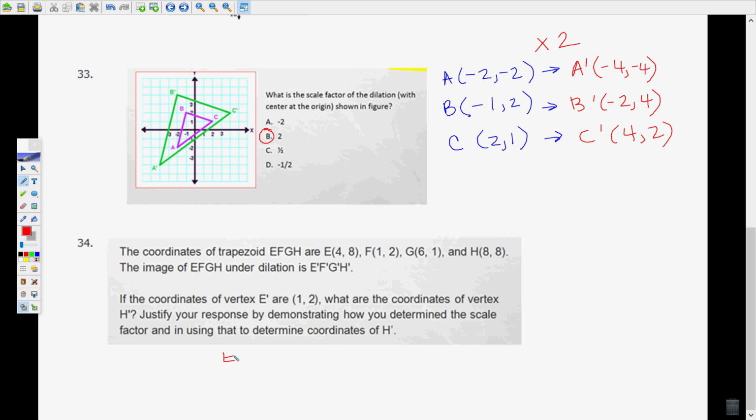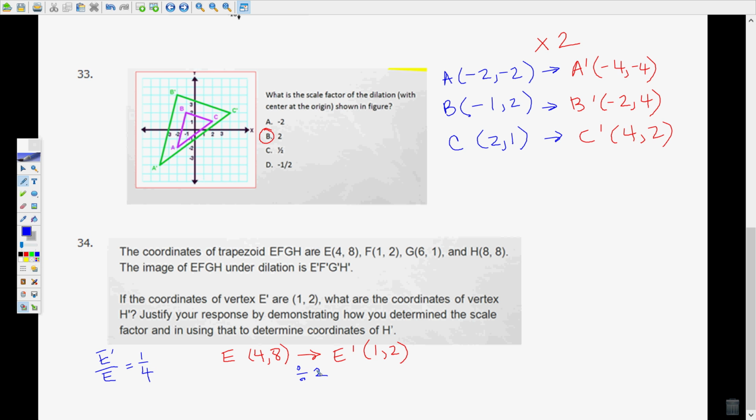So my E is 4, 8. My E prime is 1, 2. Okay, to go from 4 to 1 and to go from 8 to 2 each time, you divide by 2. To determine your scale factor, you want to put your new image over your original pre-image and basically reduce the fraction. 1 over 4, 2 over 8, they all reduce to 1 over 4.